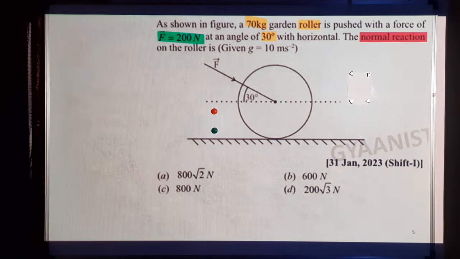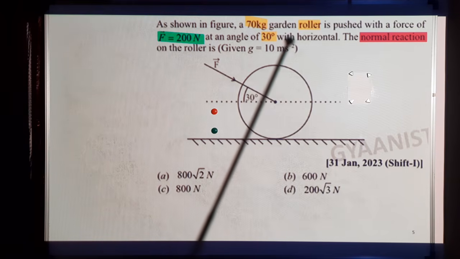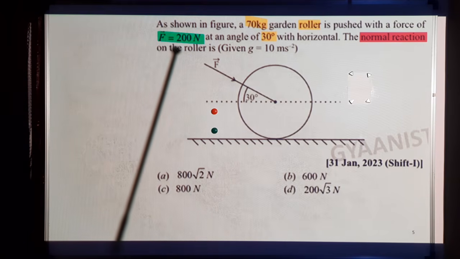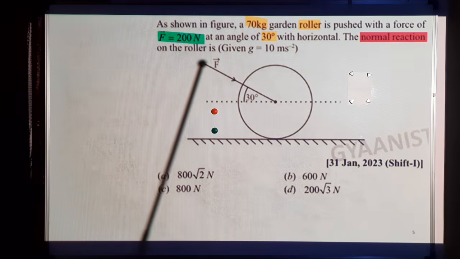This is the next question. As shown in the figure, a 70 kg garden roller is pushed with a force 200 Newton at an angle 30 degrees with the horizontal. The normal reaction on the roller is. This is a simple question.